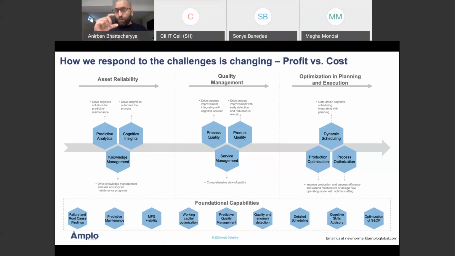Because on a particular day, a person would appear who has a single skill set, but he or she knows that the other person cannot come because of social distancing. So he or she has to do the other person's job. How do you manage that skills advisory solution? Those things are becoming very relevant.